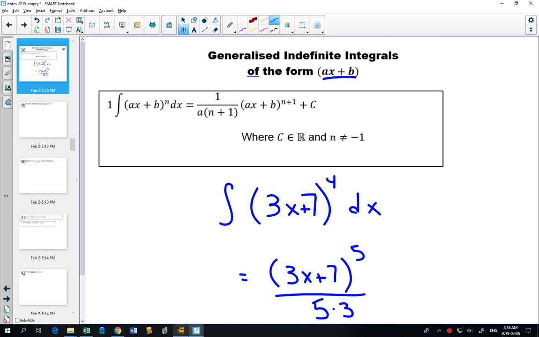And then, of course, plus c. So all this generalized form is saying is whenever you have a function that has a line inside of it, the inside function is a line, then you're going to also have to divide by whatever the slope of that line is. Because a chain rule would happen when you're doing the derivative, which means you'd multiply by that number. So to get rid of that number, you need to divide by that number.